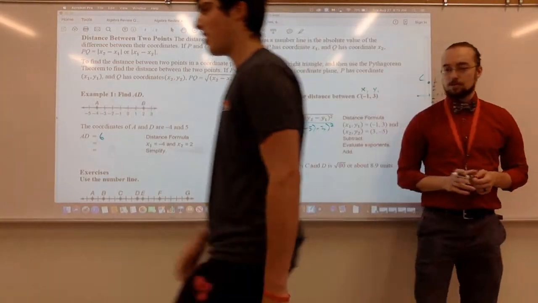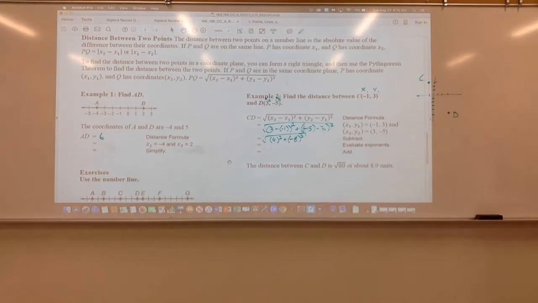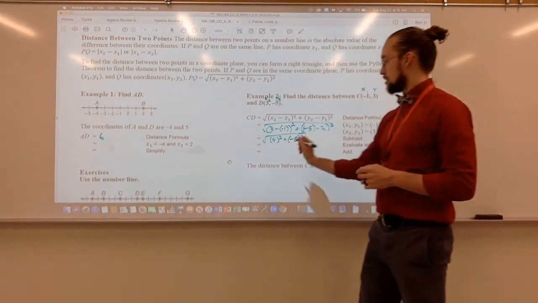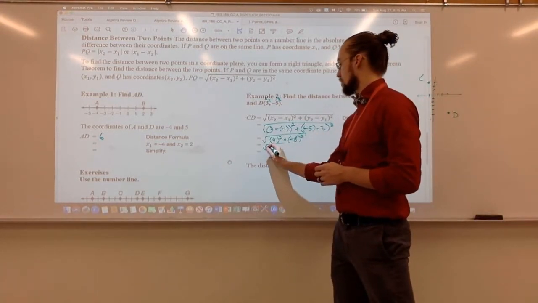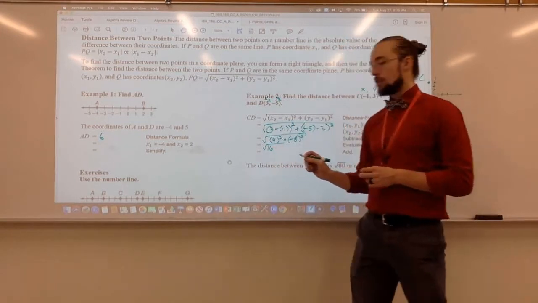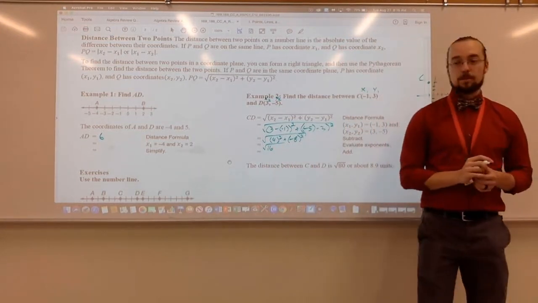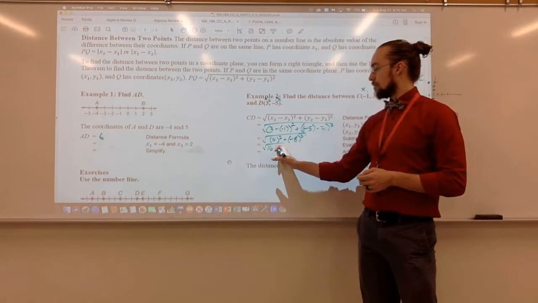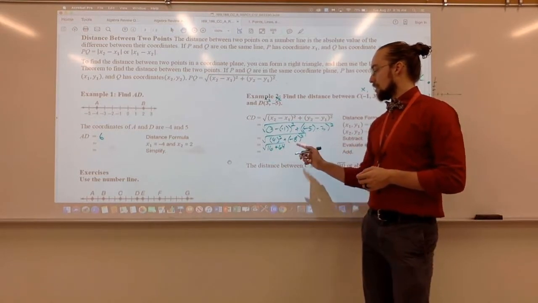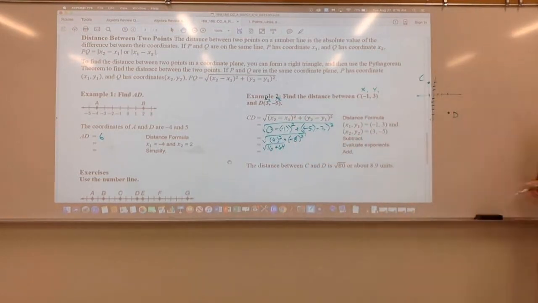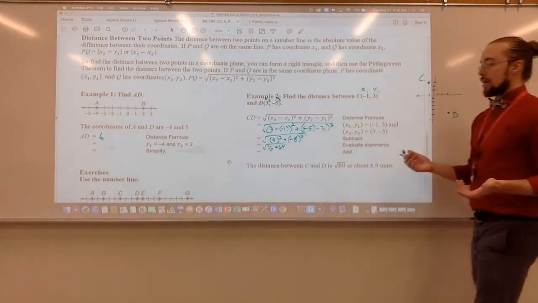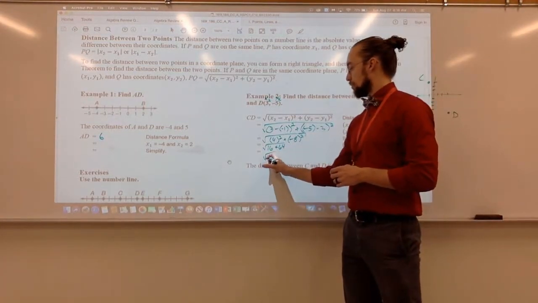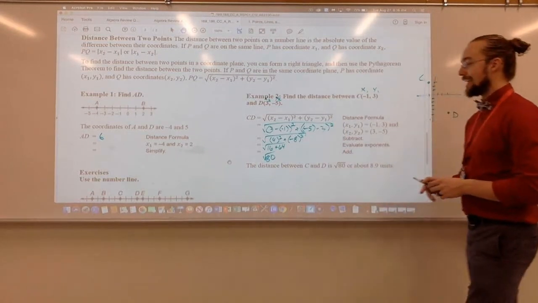And I square those values. So what's 4 squared? 16. And -8 squared? Positive or negative? Positive, right? Any value squared is going to be positive. Add those together, we get the square root of 80.